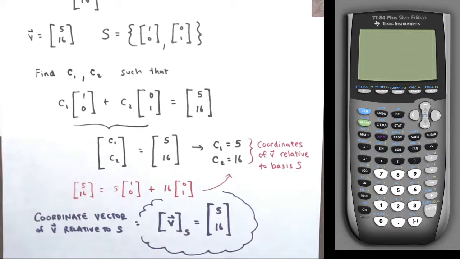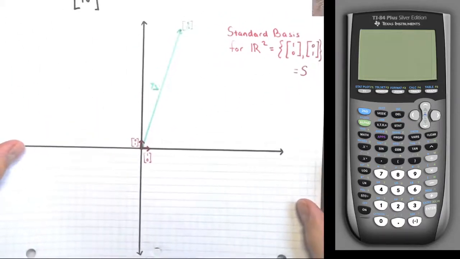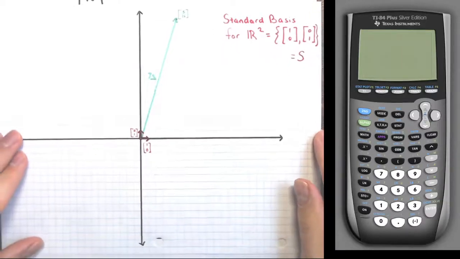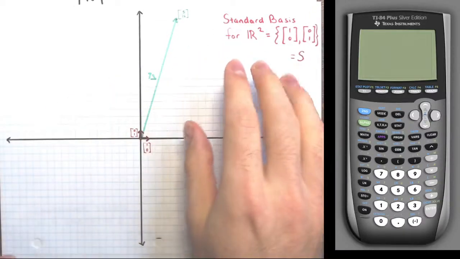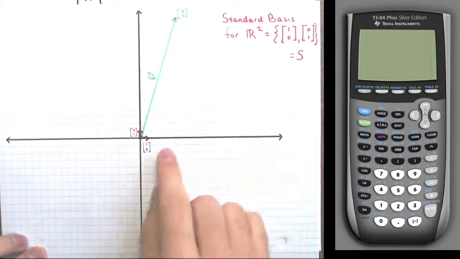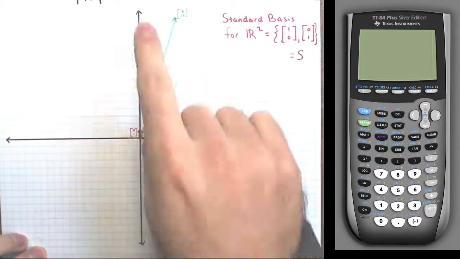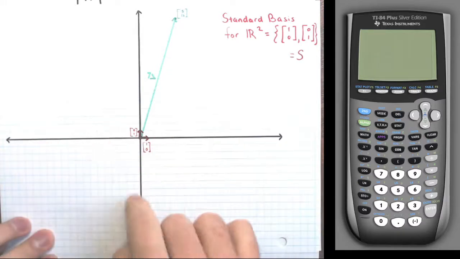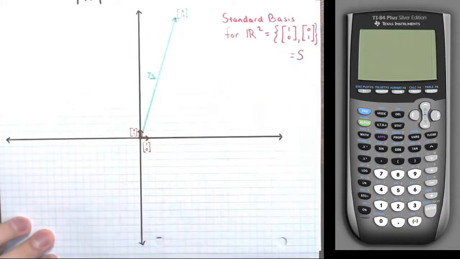All right, so let's see that happening in a picture. Here's R2. It's the R2 with the standard basis, 1 0 and 0 1. I call that S, right? Got a horizontal axis and a vertical axis. These are the spans of those two vectors.